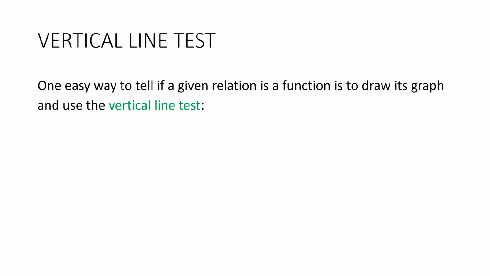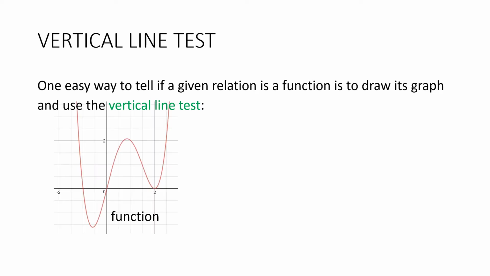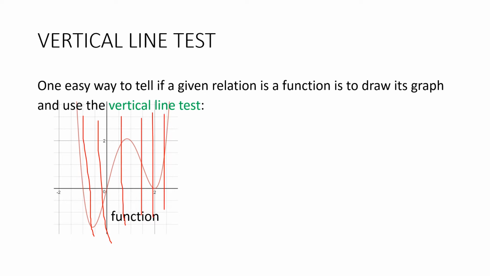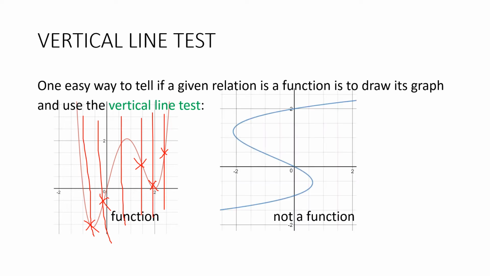One easy way to tell if a given relation is a function is to draw its graph and then use the vertical line test. So for example, this one here would be a function, because any vertical line that I draw down through it is only going to cut it at one place. So this is a function. This one's not. There are multiple positions where I can draw a vertical line and it's going to cut in more than one position.